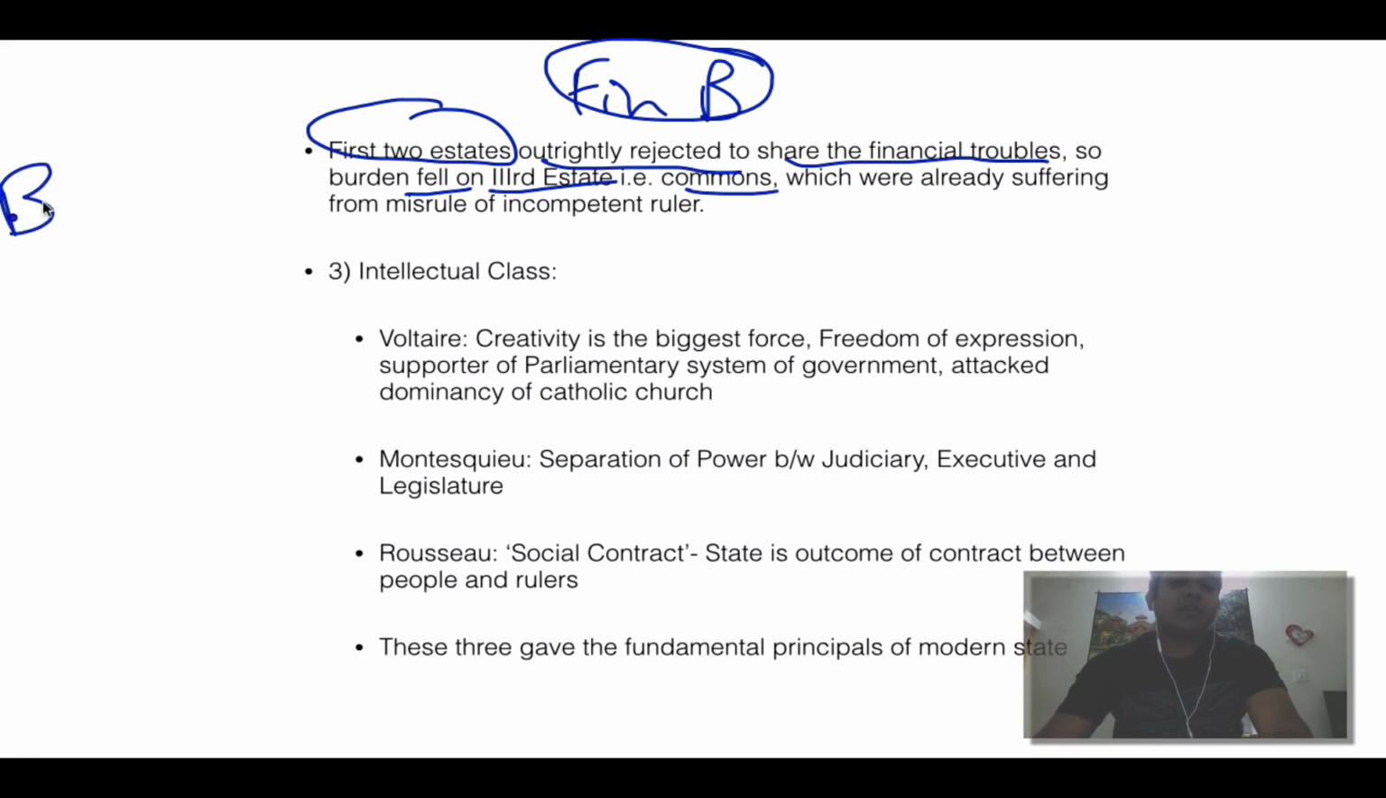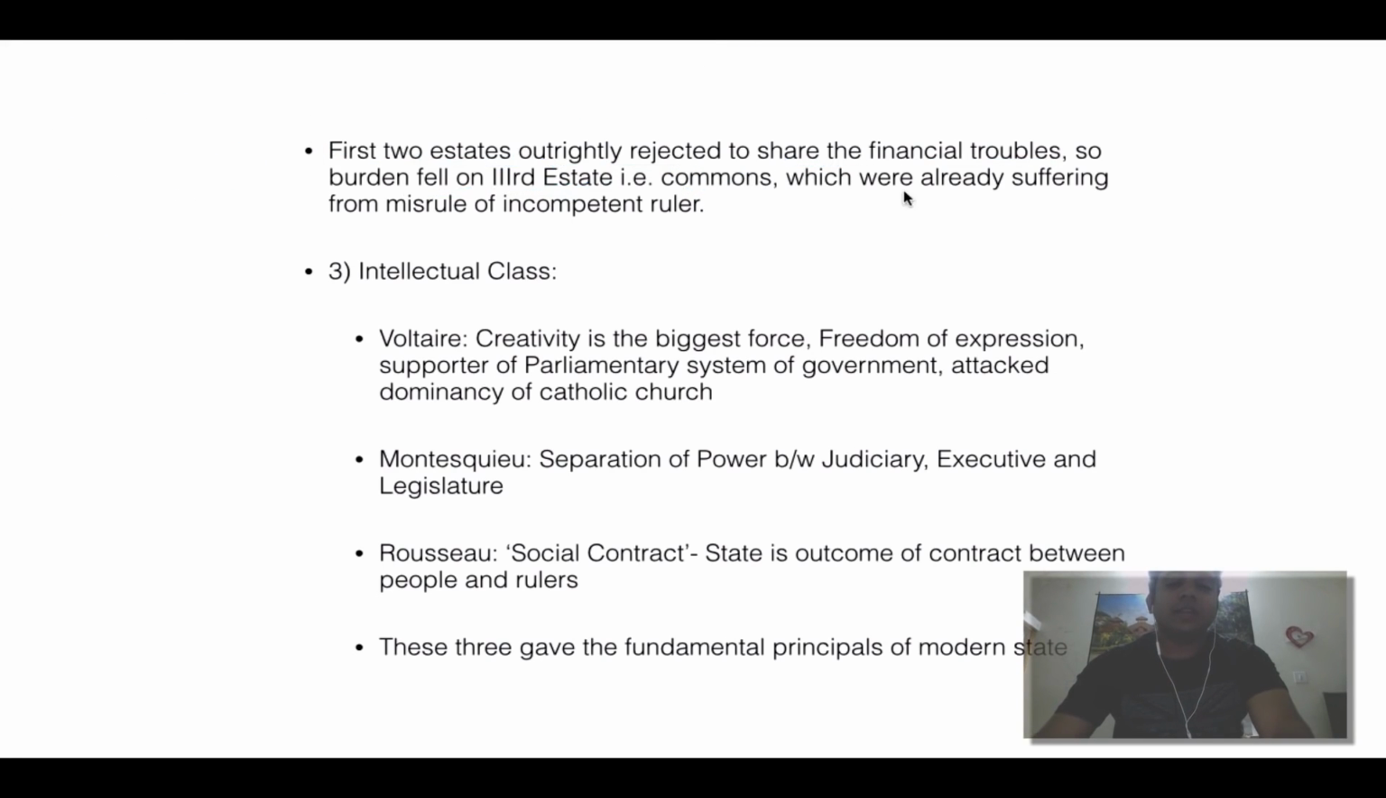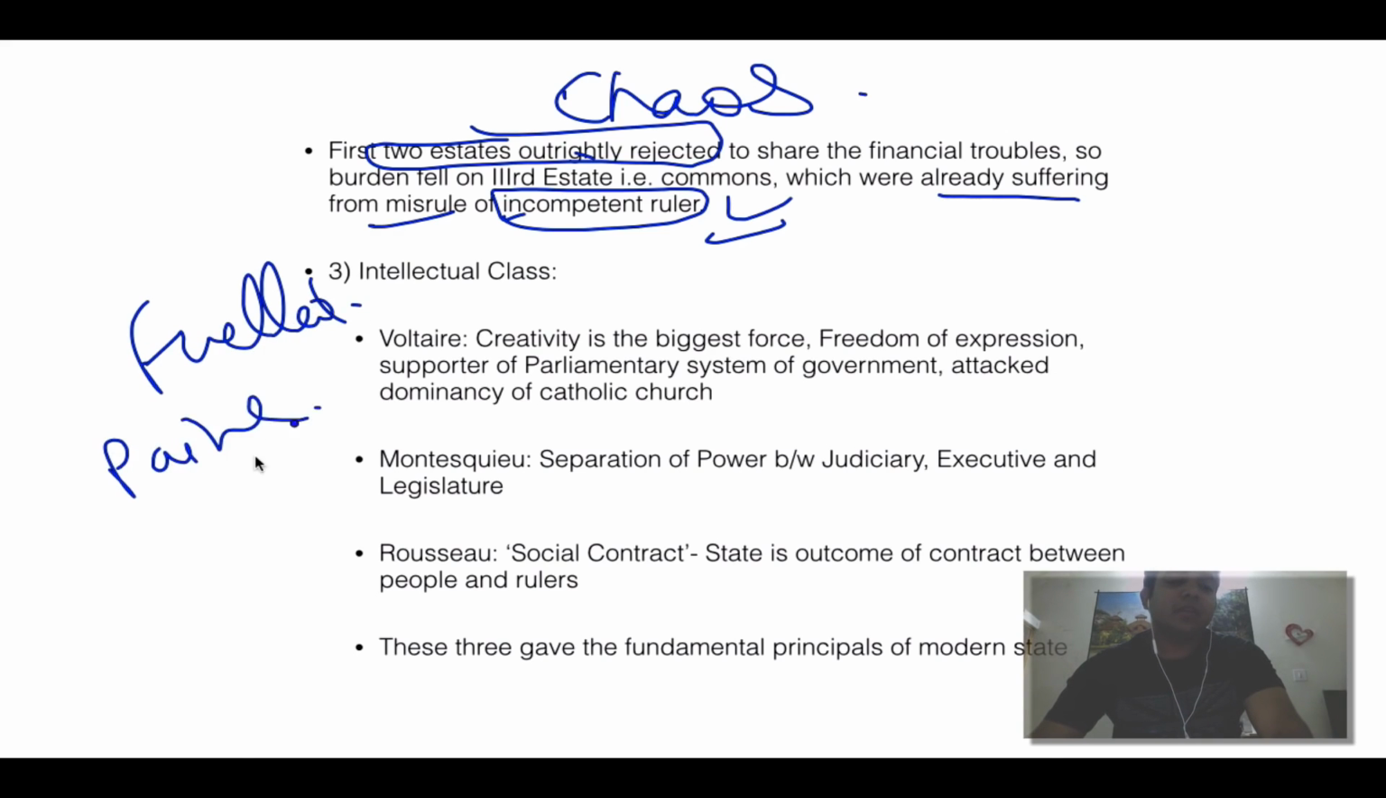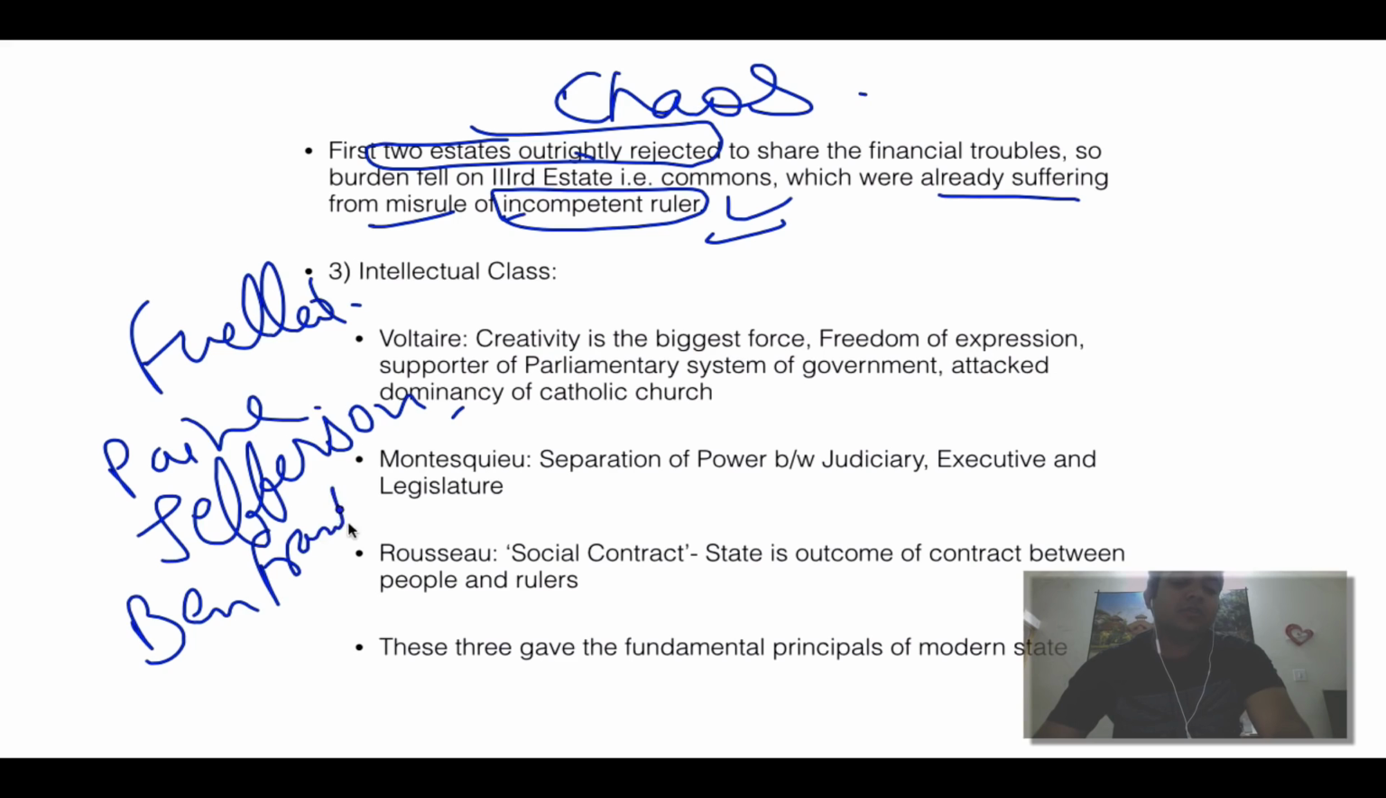Common people were not getting bread to eat. They were already suffering from the misrule of an incompetent ruler. If someone outrightly rejects sharing the burden, it causes chaos, and this chaos was fueled by ideas already spoken of. We have heard the names of Thomas Paine, Jefferson, and Benjamin Franklin. These were the scholars of the American Revolution.